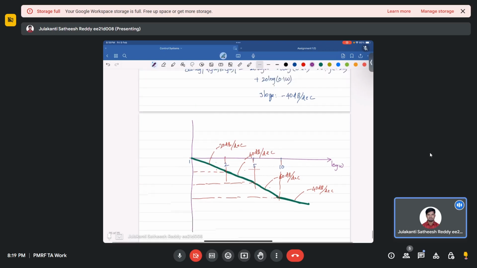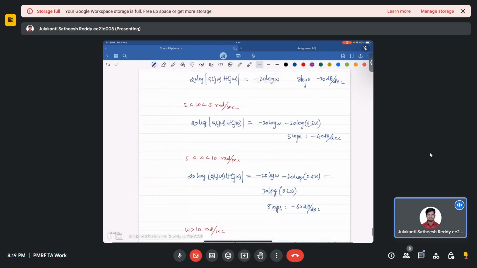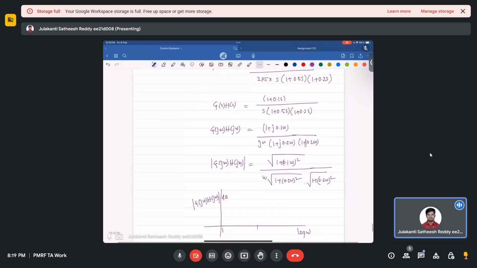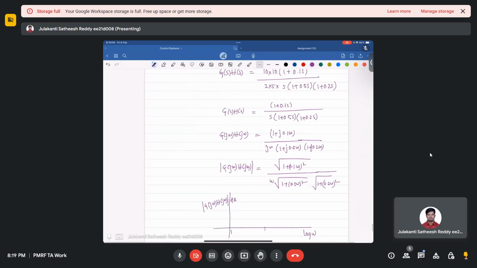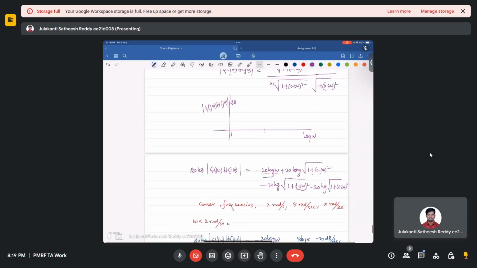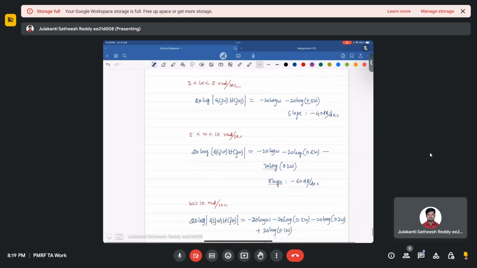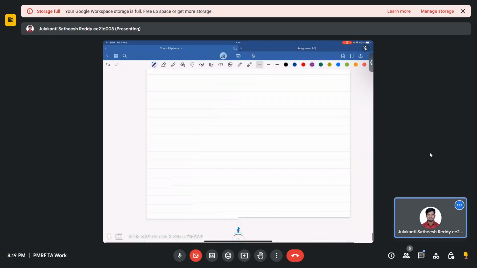Now, what about the phase plot? The phase plot is just the angle of this one. Yeah, the bandwidth of the system. Yeah.